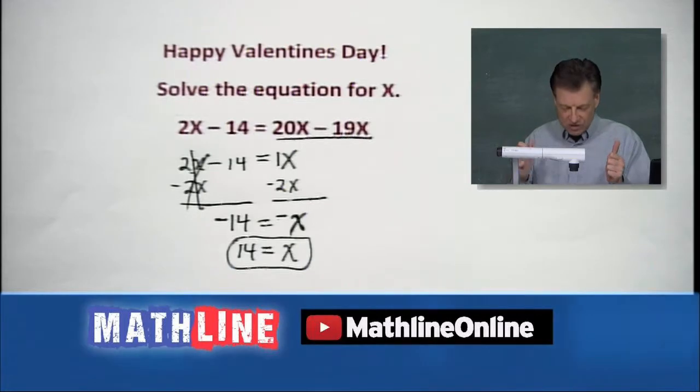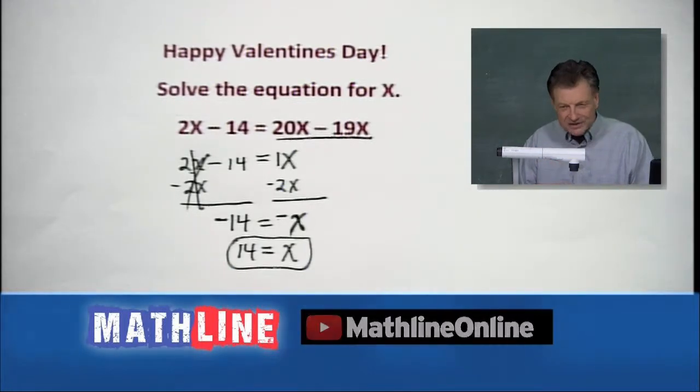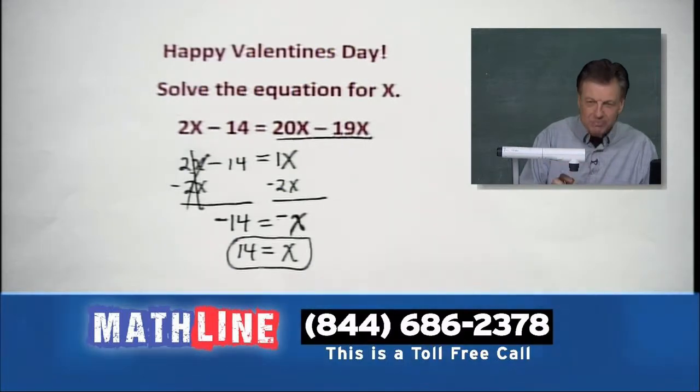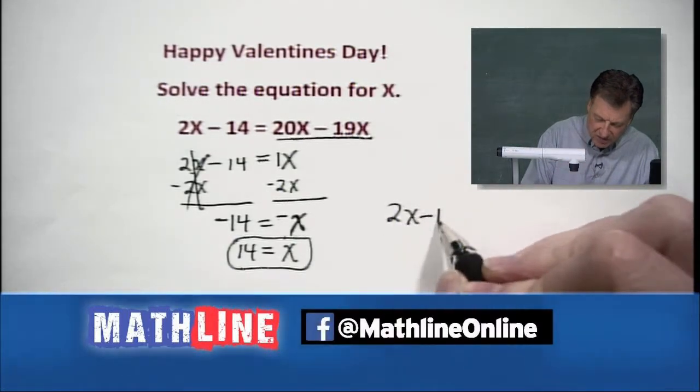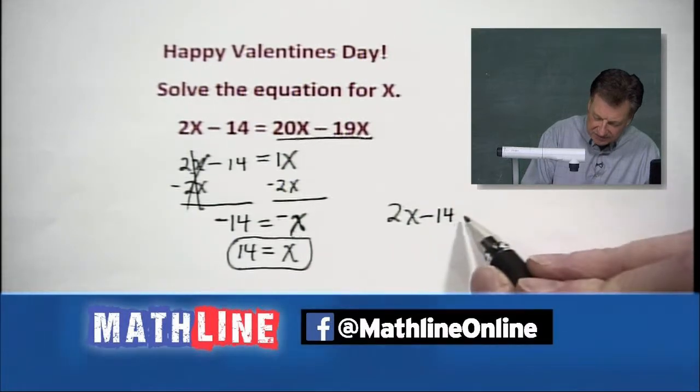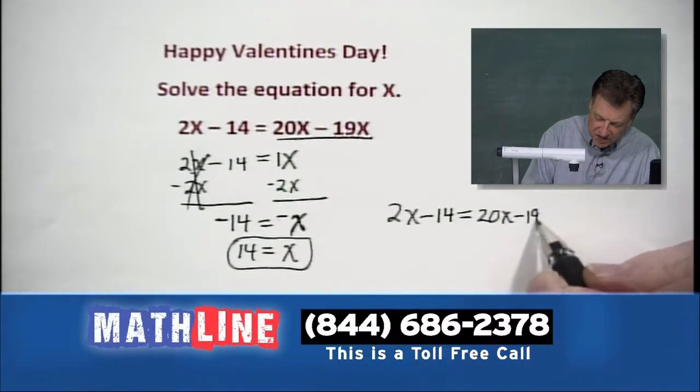We love it when you get into the equation mood with us. We're going to see if they're right, okay? So what we want to do is substitute that little puppy back in. Here we go. 2x minus 14 equals 20x minus 19.